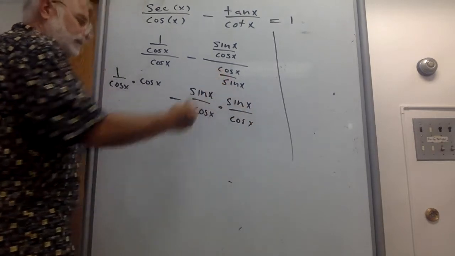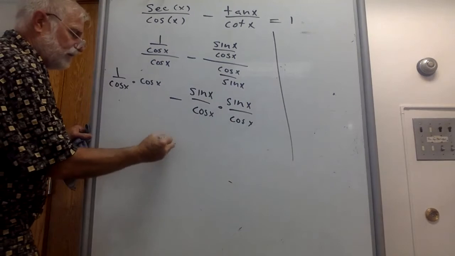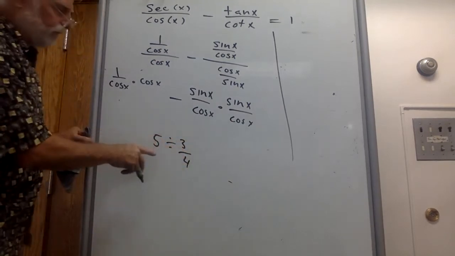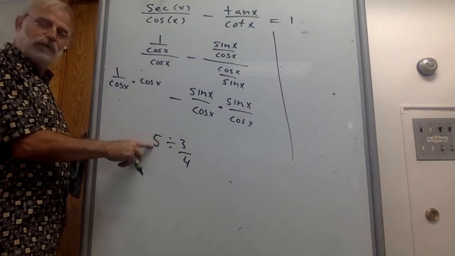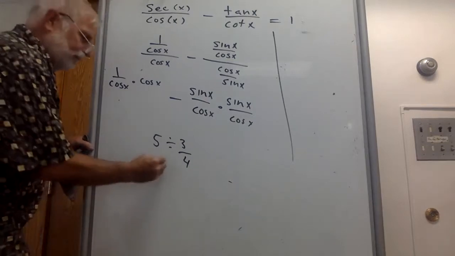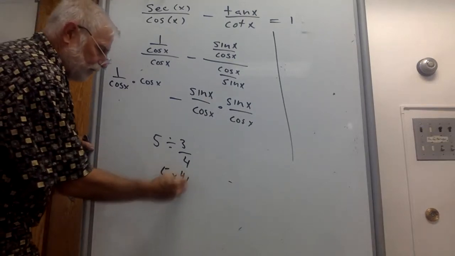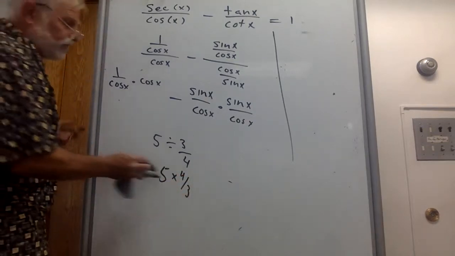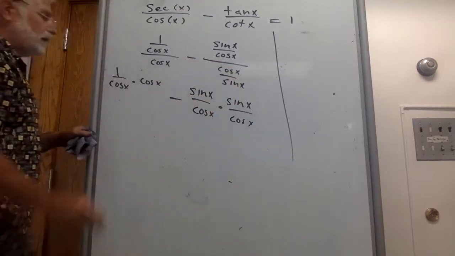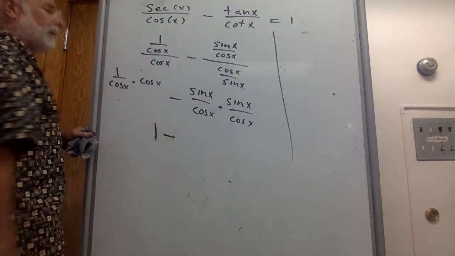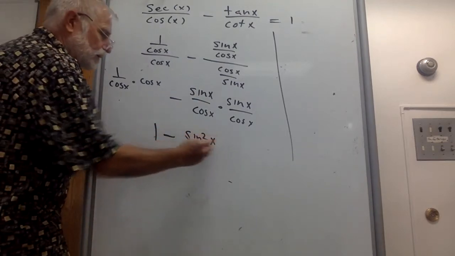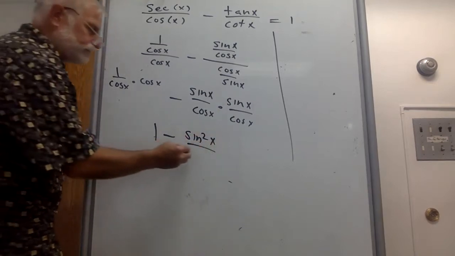When you divide by, 5 divided by 3/4. I always thought of this as a kid as the seesaw. When the first person jumps, the second person flips. So that becomes 5 times 4 over 3, just as a reminder, just in case. All right, so I'm just multiplying by the reciprocal. That gives me 1 minus sine squared x over cosine squared x.